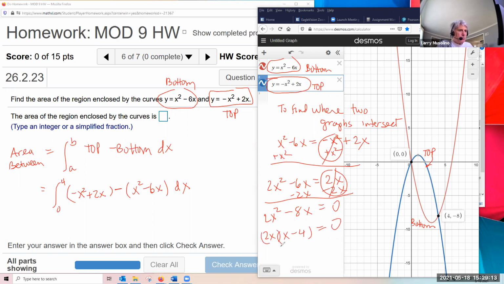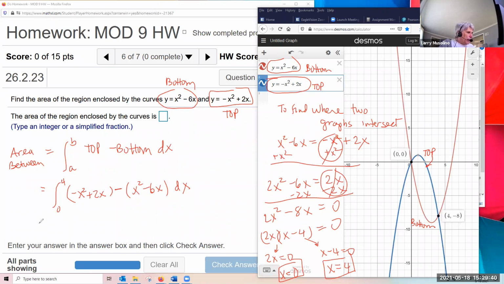Now I'm going to set each of these parentheses separately equal to 0. 2x equals 0. That gets me x equals 0 as one intersection point. And I'll set x minus 4 equal to 0. That gets me x equals 4 as the second intersection point. So those are my bounds. And I knew that already because I looked at the graph, but I could figure it out without looking at the graph if I wanted to do it algebraically.